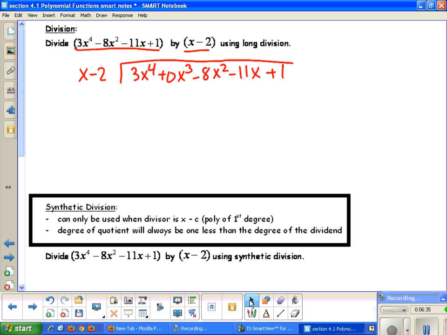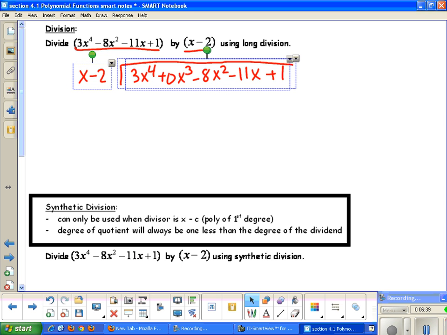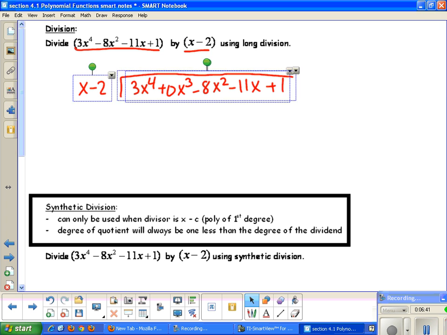And I should probably move that down a little bit so I have more room to write. Okay.